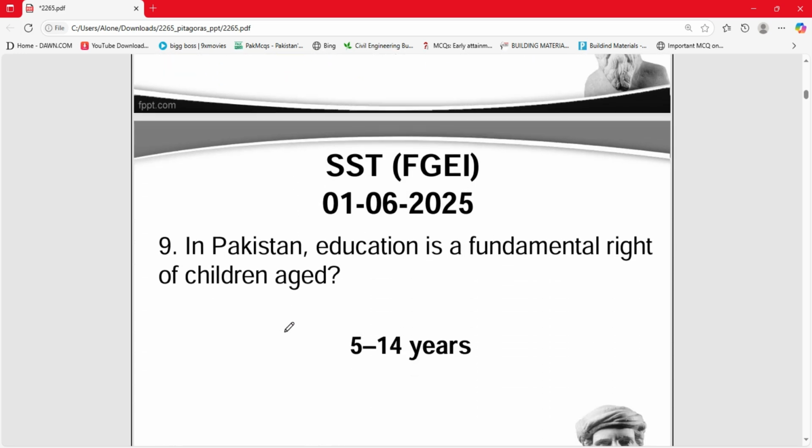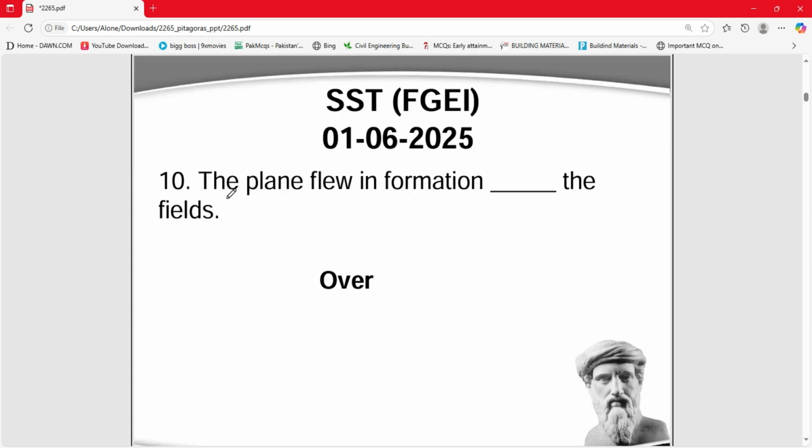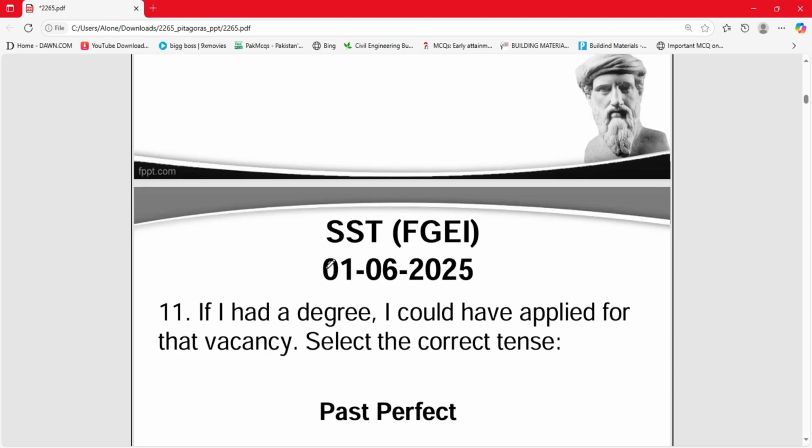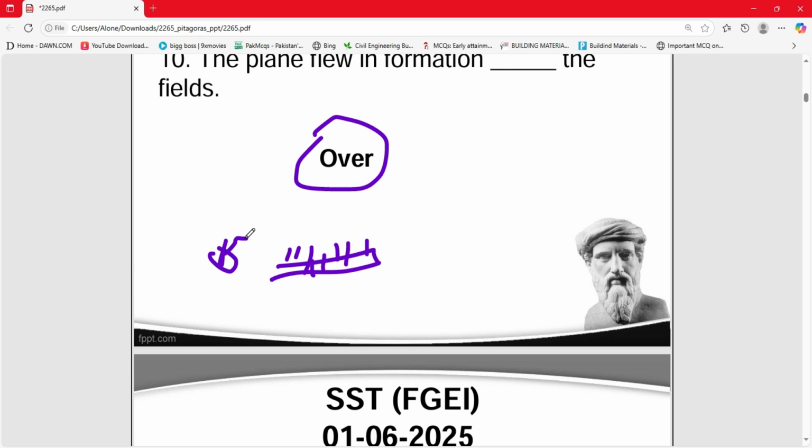Let's move to our next question. Question number 9. In Pakistan, education is a fundamental right of children aged 5 to 14. Next question is also from the English portion, which is again related to prepositions. The plane flew in information traces the field over the field. It means there is a field and the plane is flying over the field.